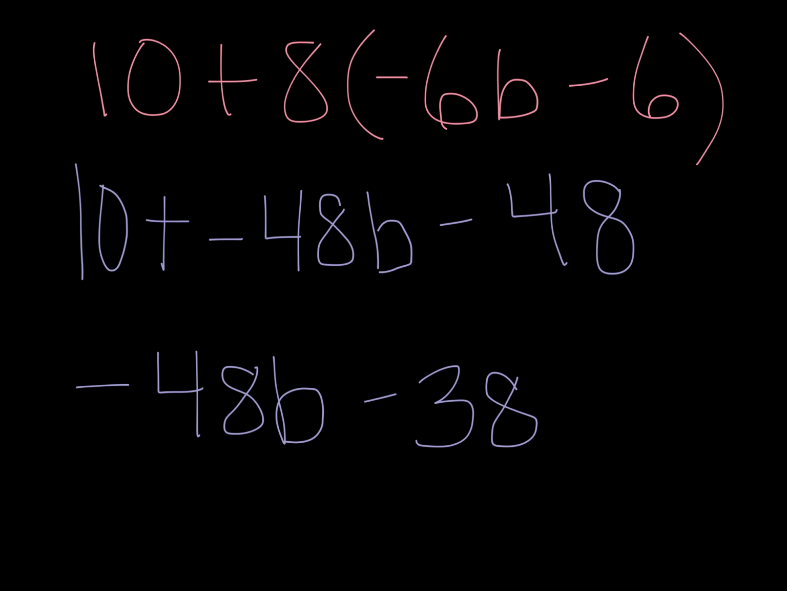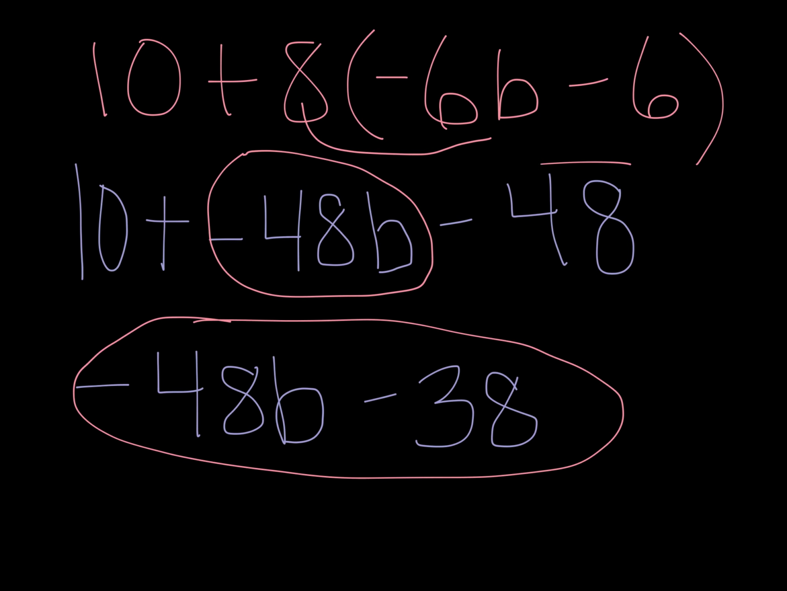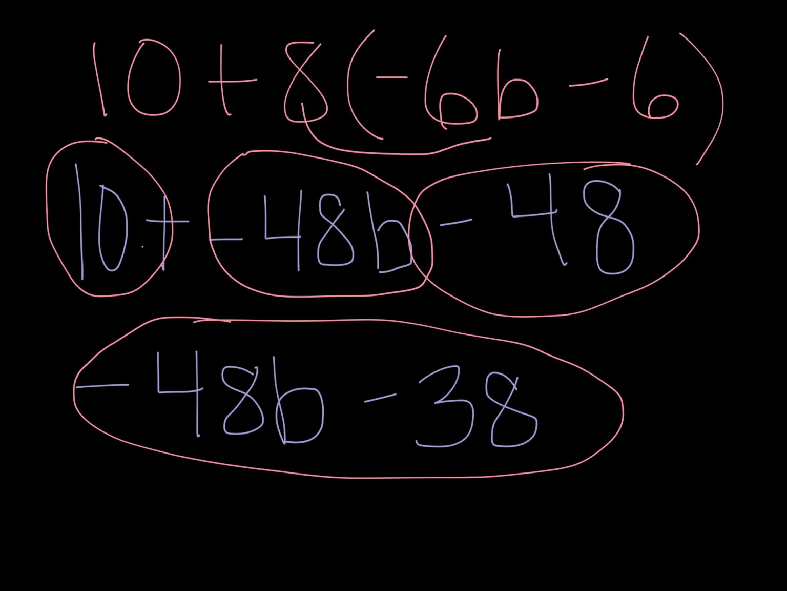All right, so your final answer here should be negative 48b minus 38. I first multiplied 8 times negative 6b and got negative 48b, and 8 times negative 6, and that gave me negative 48. 10 plus negative 48 gave me negative 38. If you need more practice, go back and do any of these examples again.